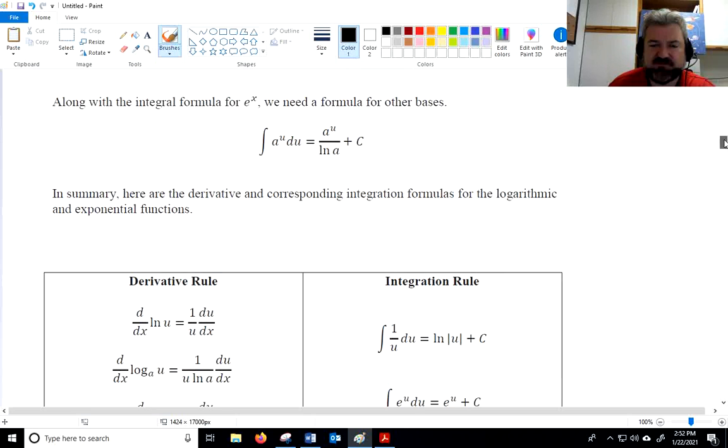Along with the integral formula for e to the x, we also need a formula for other bases. The integral of a to the u du is a to the u over the natural log of a. And the reason is we need that over the natural log of a to cancel the times natural log of a that we get when we take a derivative.